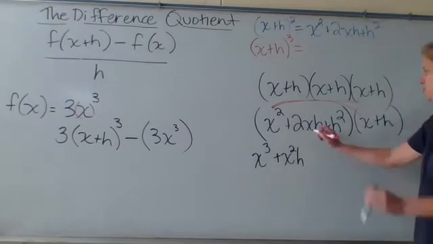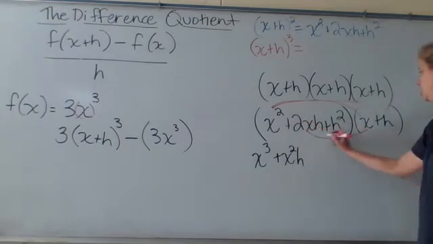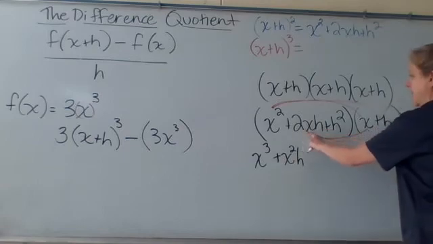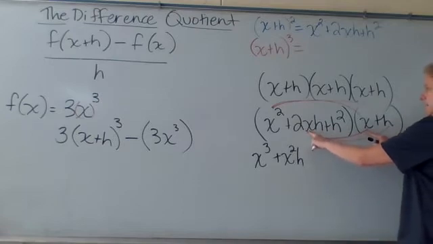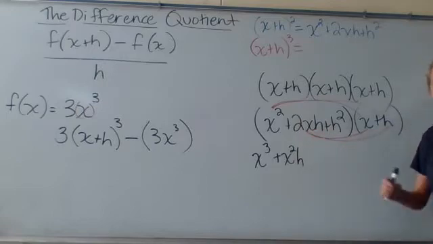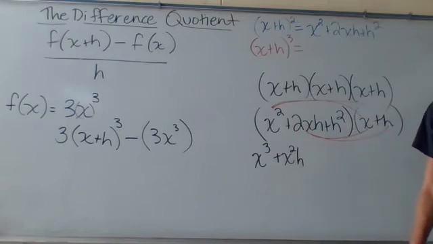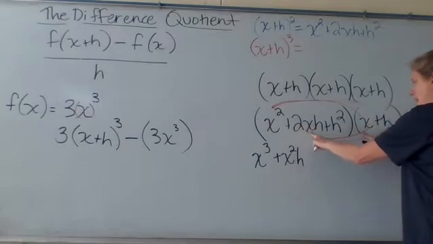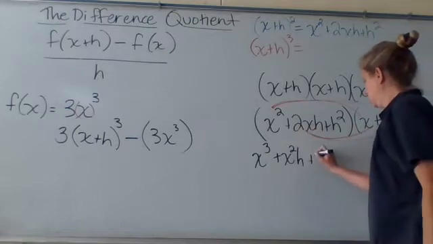Now I've got to distribute this 2xh to both of those. So let's see what I get there. I have 2xh times x. What's going to turn into being squared? What do both of these terms have? They both have an x. So when I multiply these x's together, my x is going to turn to x squared. So I've got 2x squared h.